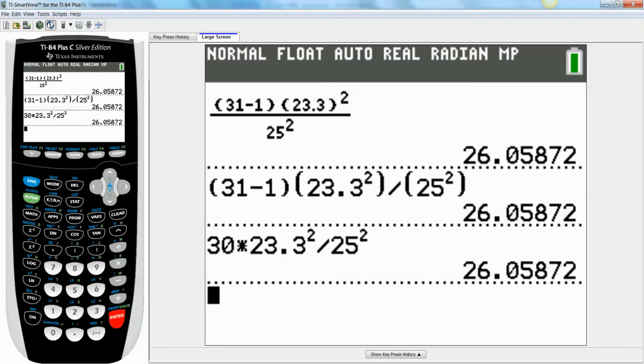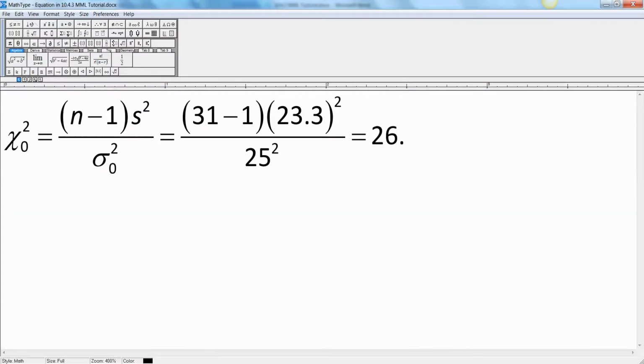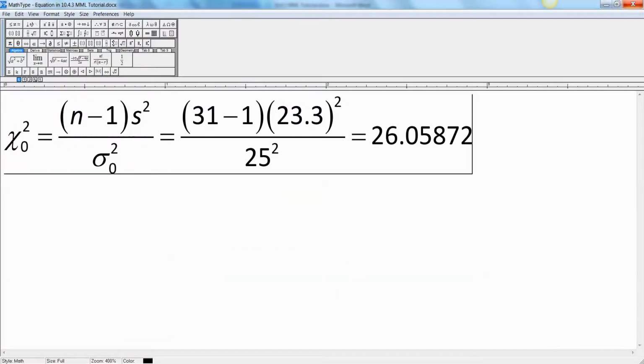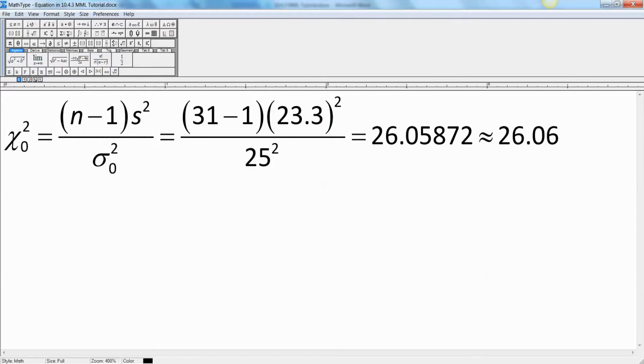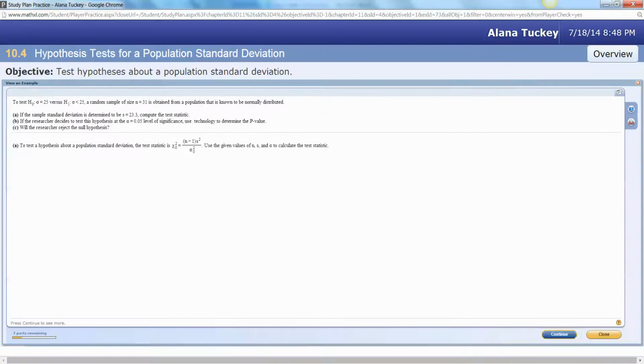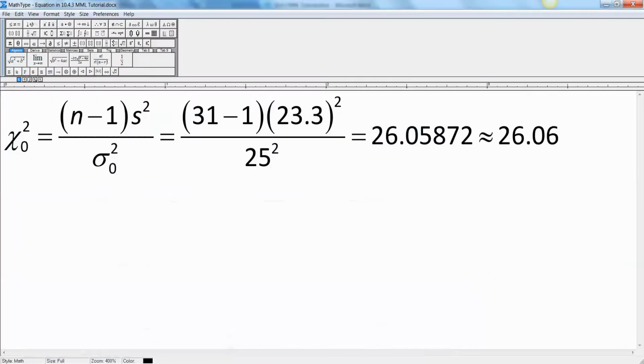There, that'll work too. Okay, so one way or another we get that the test statistic is 26.05872. And they probably want it rounded to 2 or 3 decimal places, so 26.06. Let's go back to the, yeah, 26.06, that's what they wanted. All right, so we're done with part A, lovely.